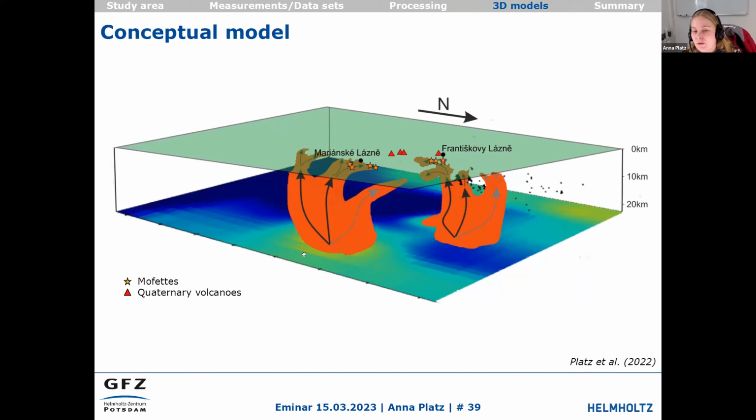We really could resolve some fluid and magma reservoirs at the lower crust. In our case, it were 2, close to Franzensbad and Marienbad. And we also could resolve several pathways which branch close to the surface and go to the different degassing spots, in our case, the Moffats and mineral springs.